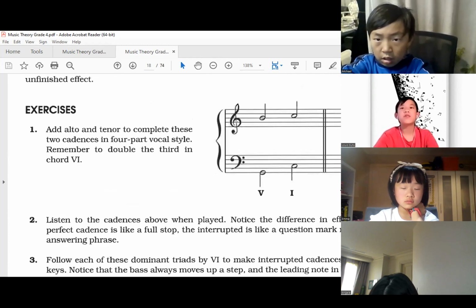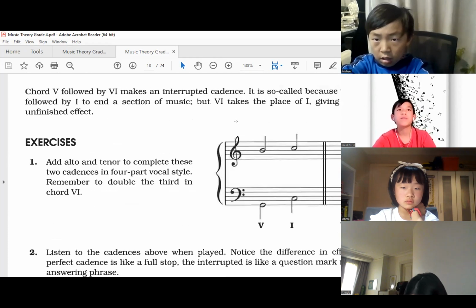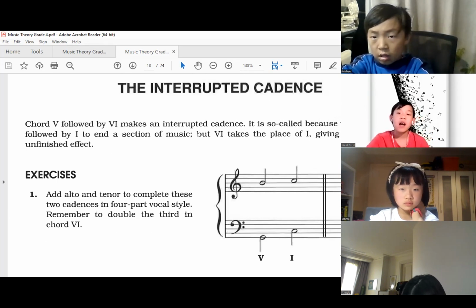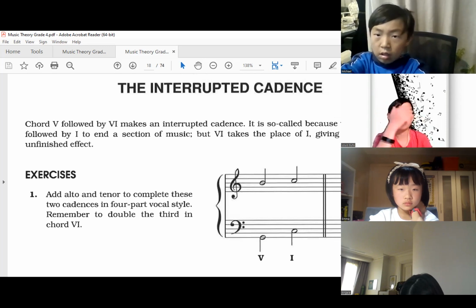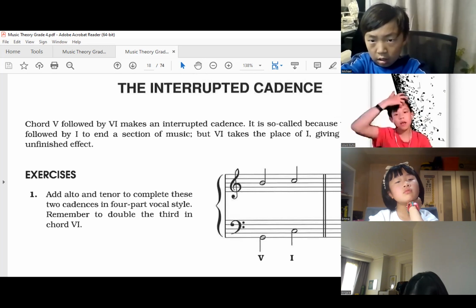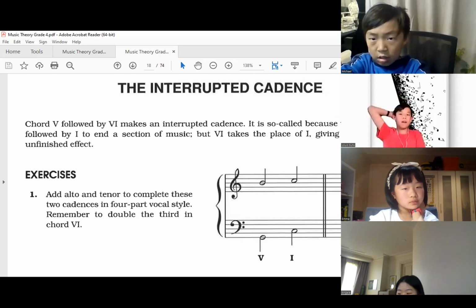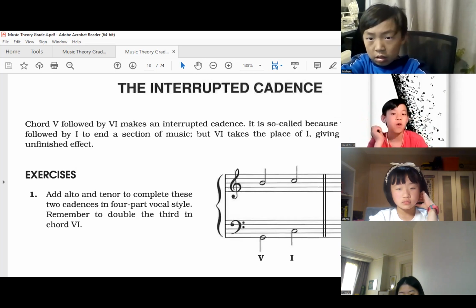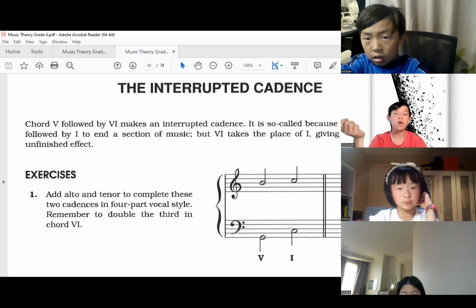Interrupted cadences: you follow chord 5 by chord 6. It has very striking similarities to a perfect cadence, except the 1 is replaced with 6. And that creates a question mark effect, because compare this to the perfect cadence, chord 5 to 1, which has that full stop or resolving effect. Meanwhile, chord 5 to 6 has a question mark effect.